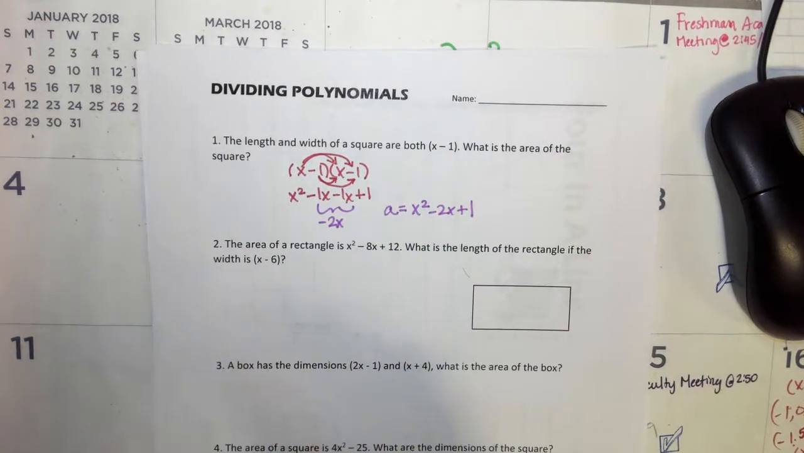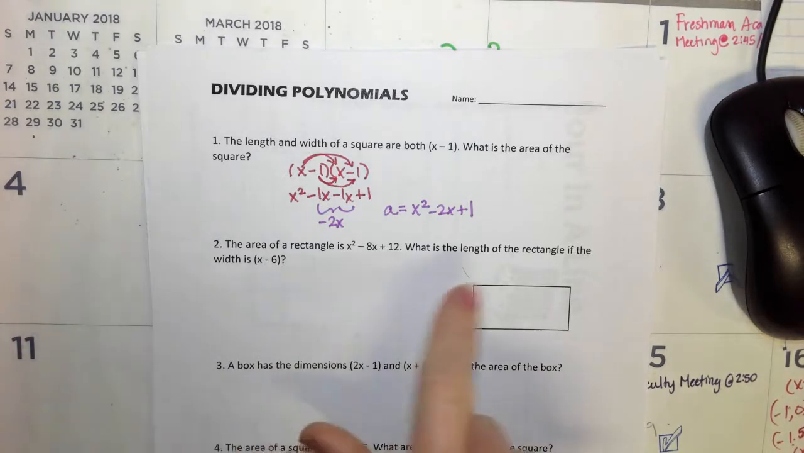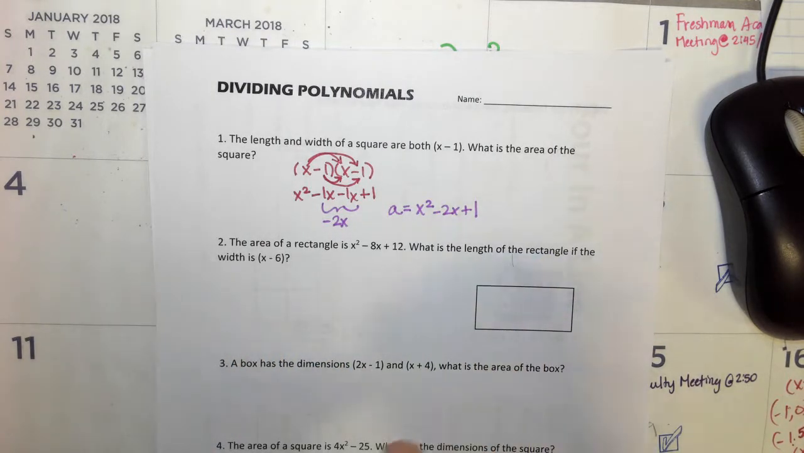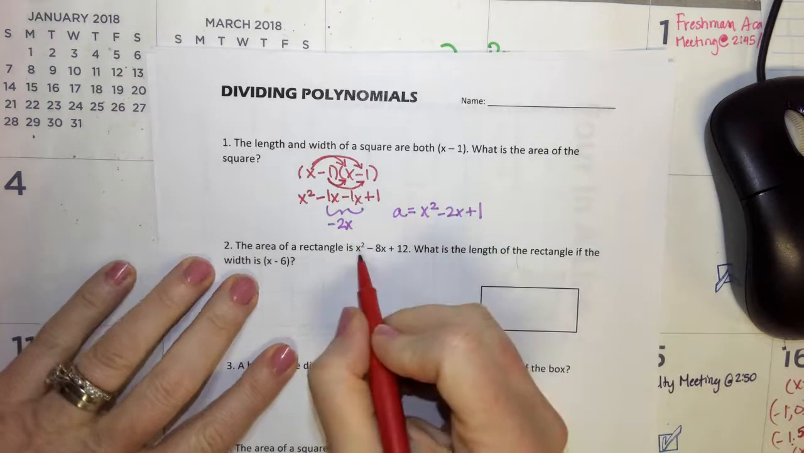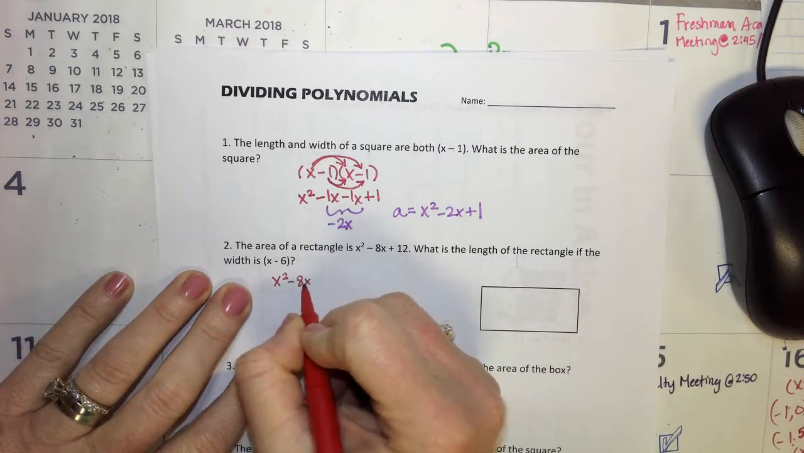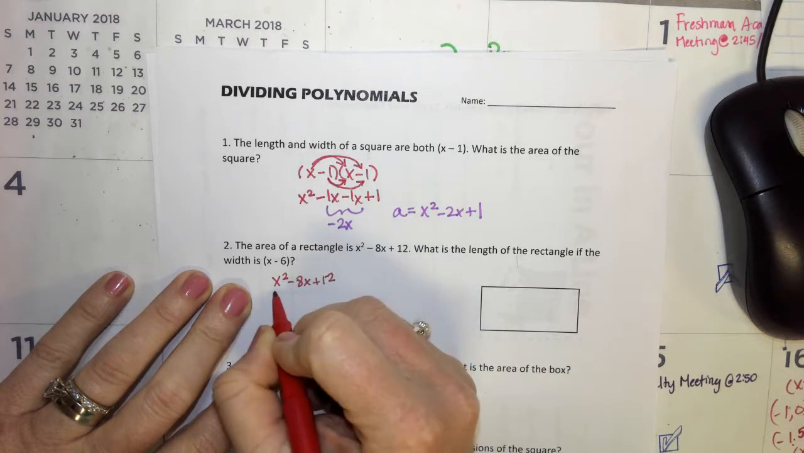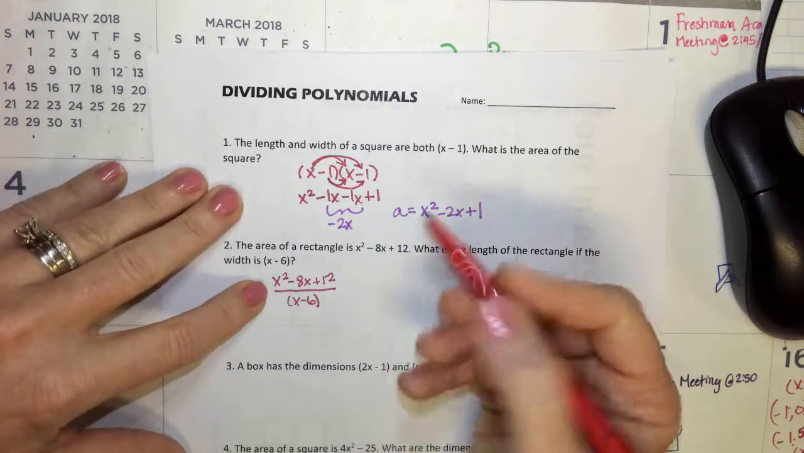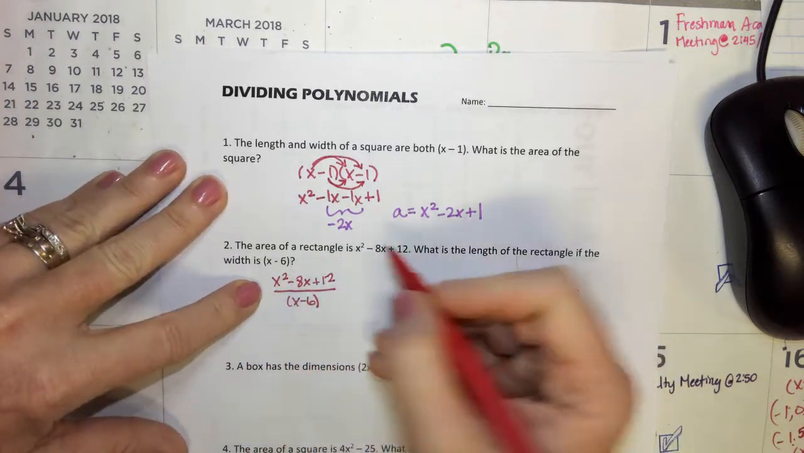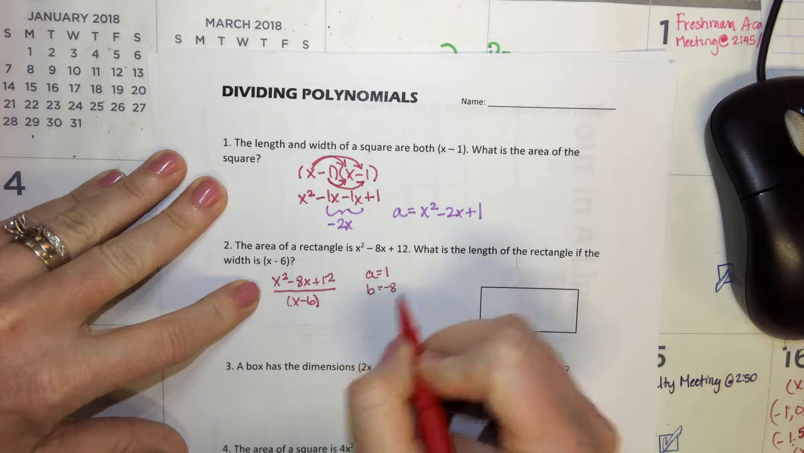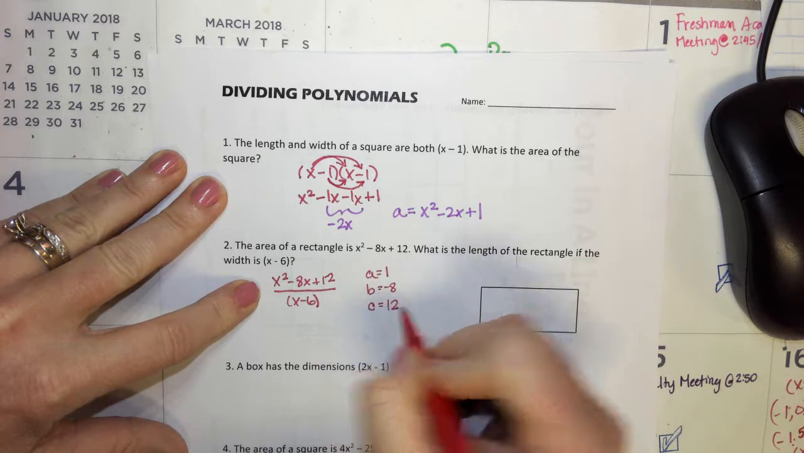Alright, so on number 2 it says the area of a rectangle is x squared minus 8x plus 12, and it wants the length of the rectangle if the width is x minus 6. So I'm going to take my area here, this x squared minus 8x plus 12, and I'm going to divide it by x minus 6. So I'm going to have to first factor my top. So a equals 1, b equals negative 8, and c equals 12.